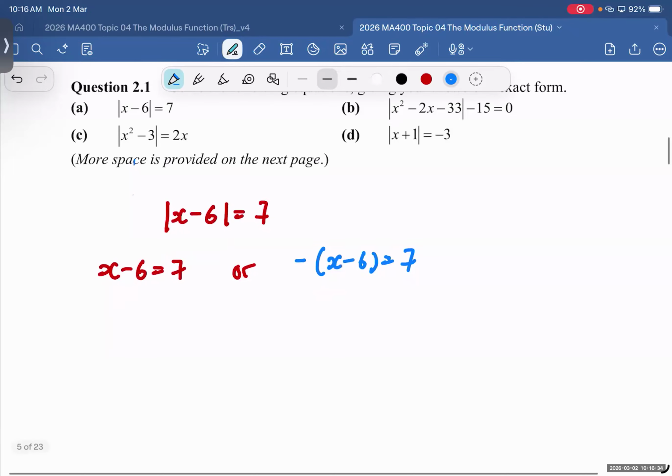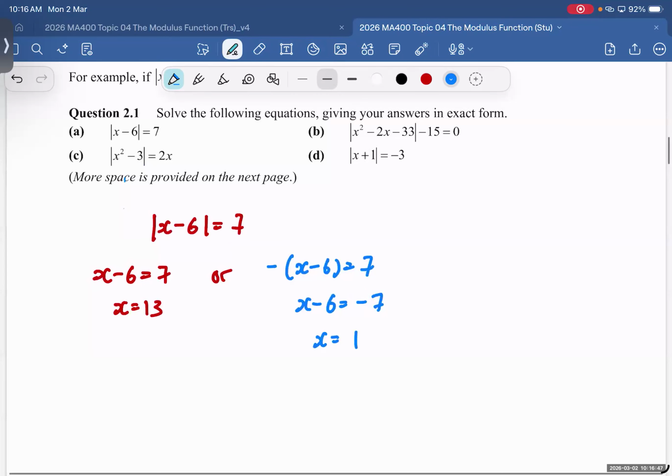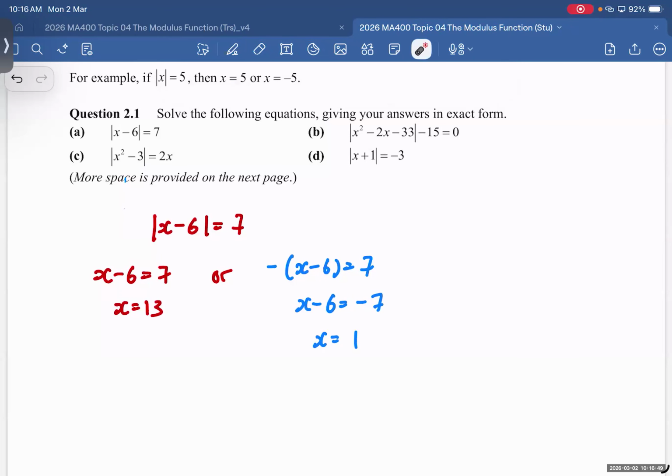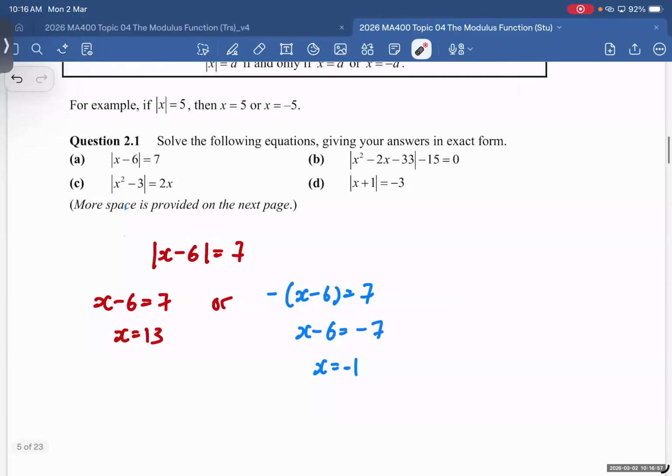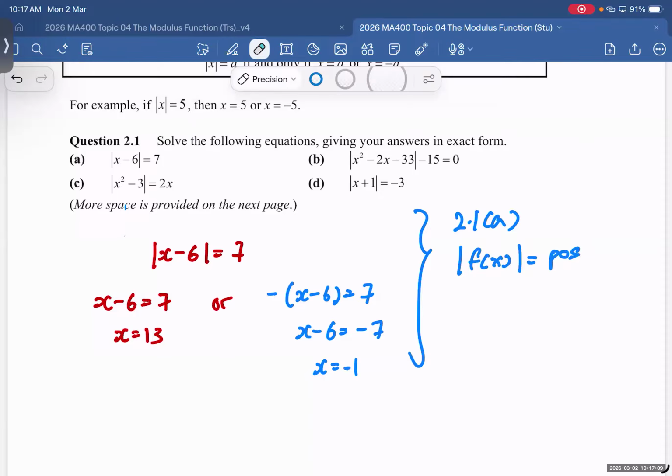After that, what is x equal to? x equals 13. Here, x minus 6 equals negative 7, and x is equal to negative 1. But I want you to listen, I want to tell you all something. Now you take note. Here in 2.1a, we have a modulus of fx equals to a constant.